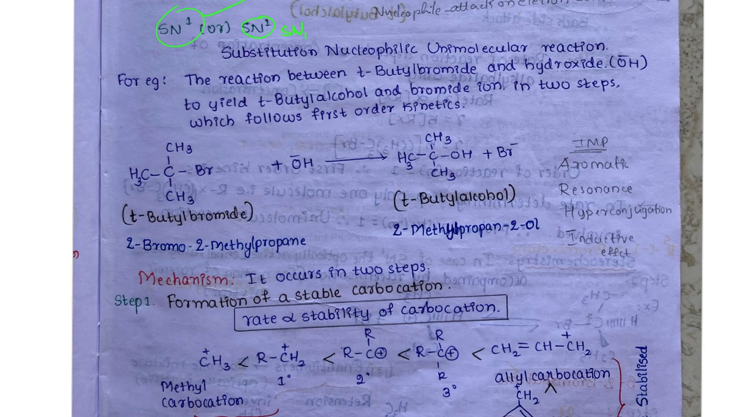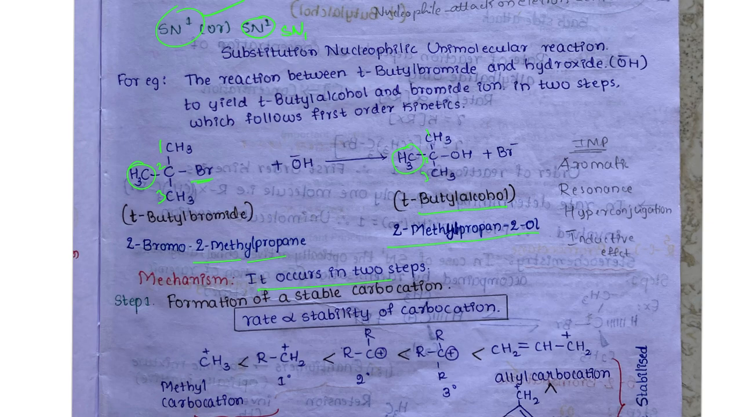Now, this is called tertiary butyl bromide, the common name. Then the IUPAC name: this is 1, 2, 3. 2-bromo, alphabetical order, B first, then methyl, so this is 2-bromo-2-methylpropane. And the tertiary butyl alcohol, common name, with a methyl at the second position, is therefore 2-methylpropan-2-ol. Keep in mind. Then its mechanism. What is the mechanism? It occurs in two steps.